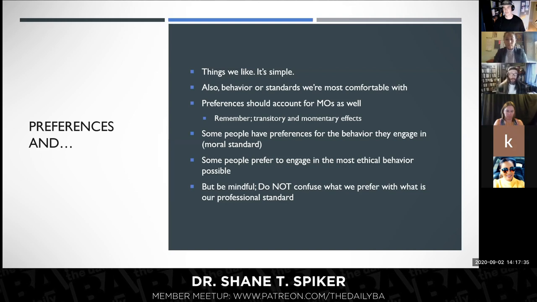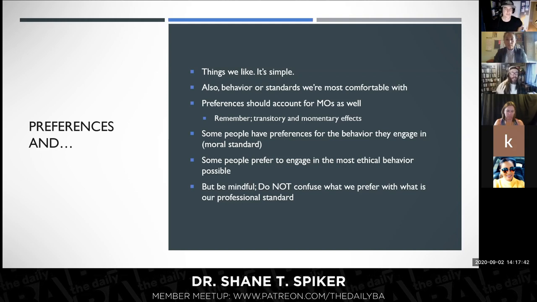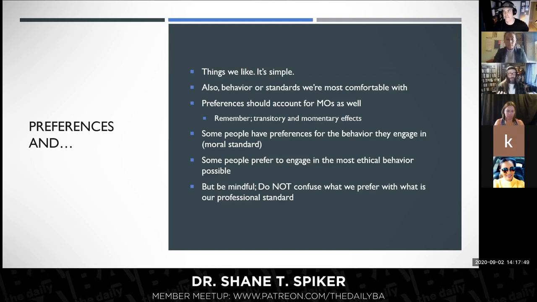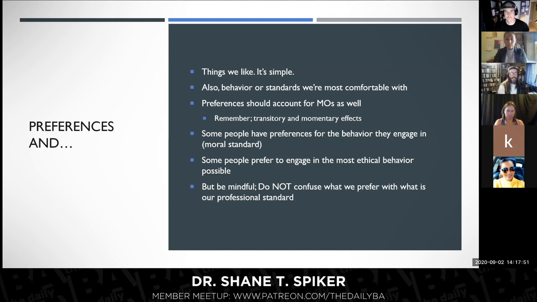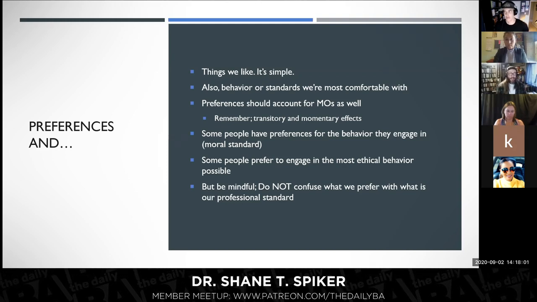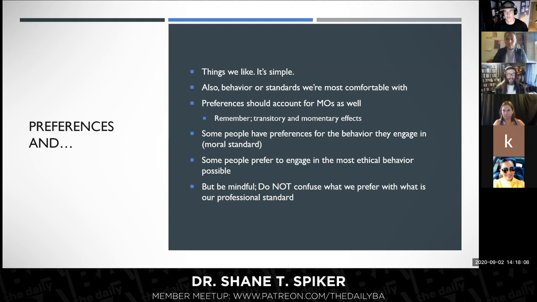But when we talk about preferences, they also have to account for something that people forget: MOs, right? These transitory, momentary effects that occur that influence our behavior. So when we talk about preferences right now, in the moment, there are super strong MOs for social justice, right? It's important to note, but they are also transitory and momentary. They are going to be around for a little while, while everything is heated. When everything starts to settle down or we start seeing social change, those MOs are going to change. And it's important to recognize that as scientists, right?